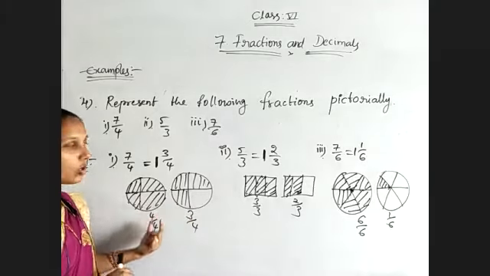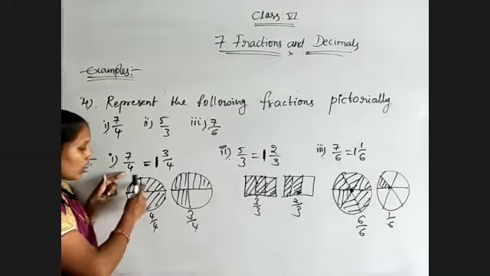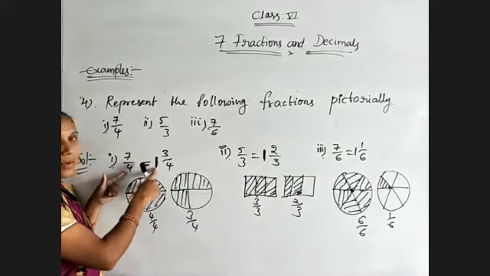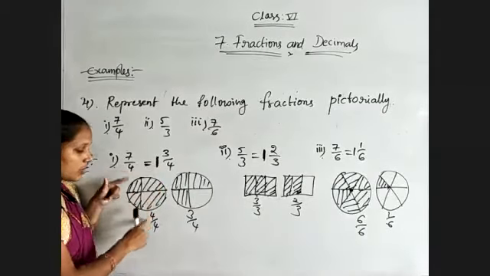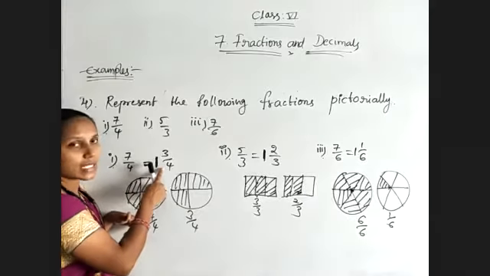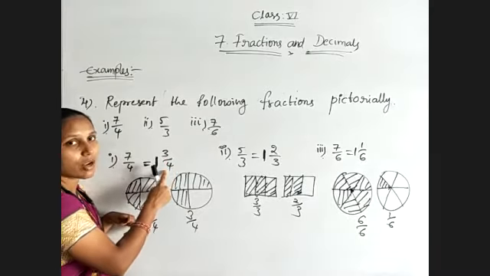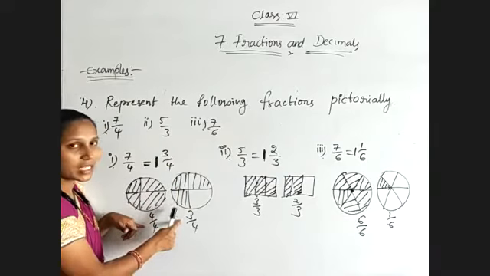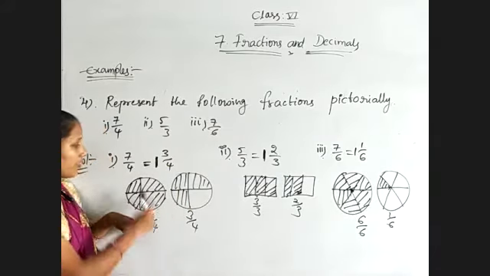I am taking 2 wholes and the denominator is 4. So each whole is divided into 4 equal parts. First whole completely used. 1 whole completely used means 4 by 4. And in the second whole only 3 parts are used out of 4 equal parts. So only 3 parts I am shading. Totally how many parts are shaded now? 4 plus 3, 7 by 4. Yes.